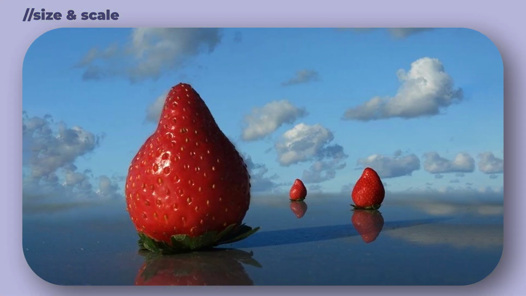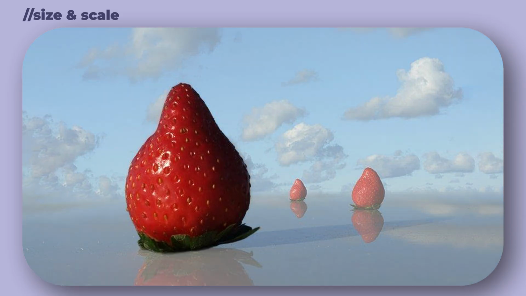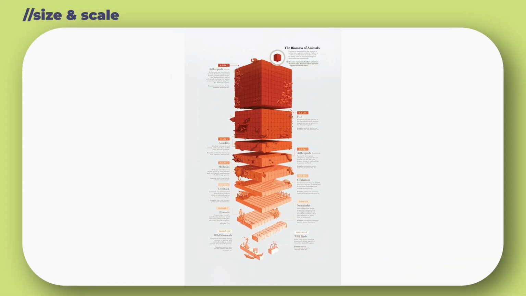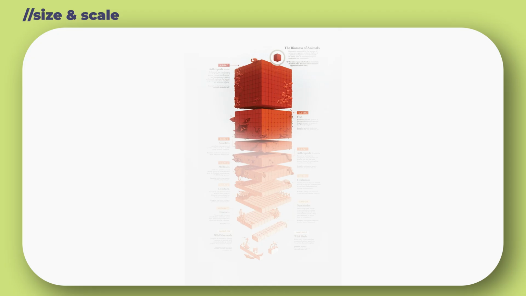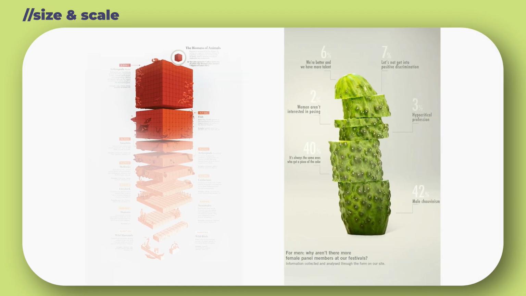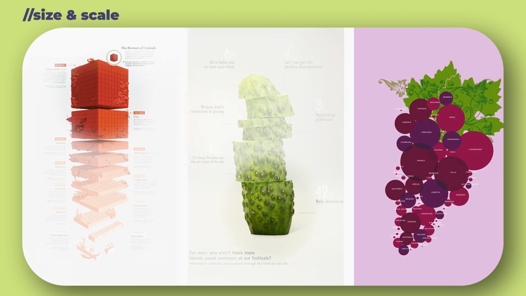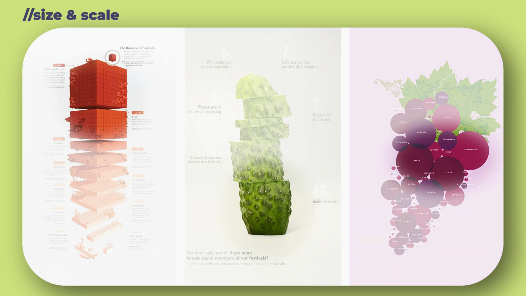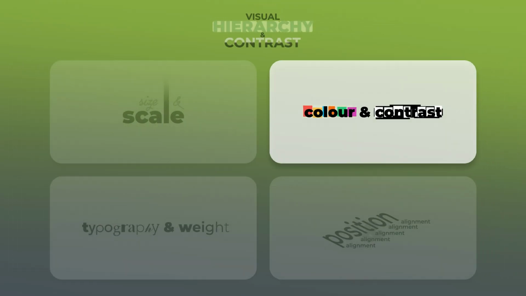Size and scale also dominate in photography. Eyes always register the bigger subject first. Take a look at this infographic. You probably looked at the top block first to start reading information. But in this one, you might start from the bottom one. And in this one, you would start somewhere from the center, thanks to beautiful use of hierarchy using size and scale.